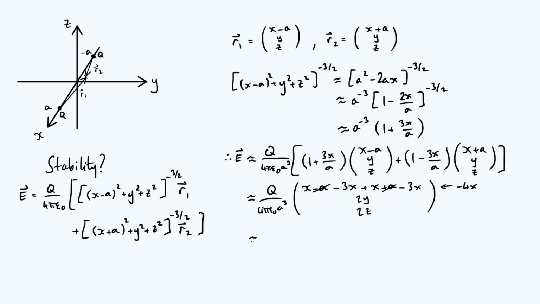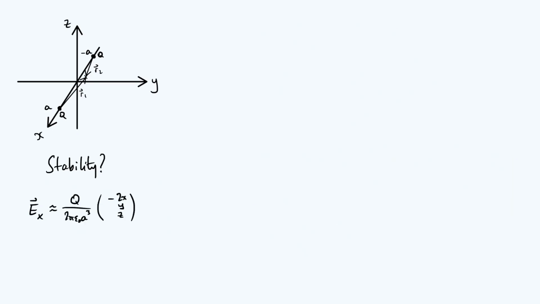So if we just tidy this up, take out an extra factor of 2 from the individual components in the vector, your prefactor is now q over 2 pi epsilon naught a cubed. Then you've just got minus 2x and then y and then z. So just to summarize, I've kept our first order approximation to the electric field here. I've called it E subscript x, meaning the electric field due purely to the charges on the x-axis, because remember later on we're going to add charges along the y-axis and z-axis as well. But what does this imply about the stability?